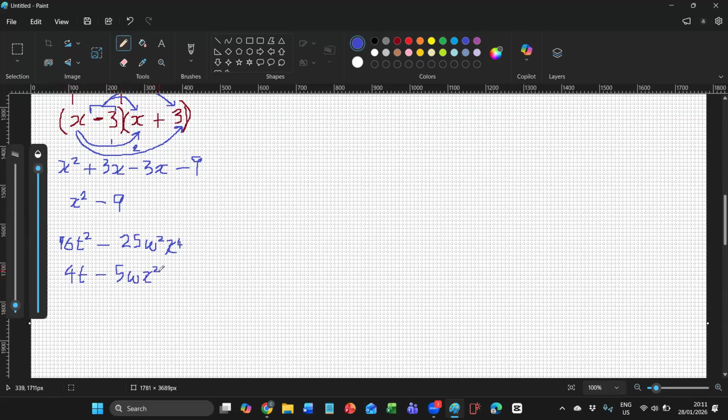Pardon? 5wx squared. Do you agree with that? That is the square root of 25w squared x raised to the power of 4. Yes.